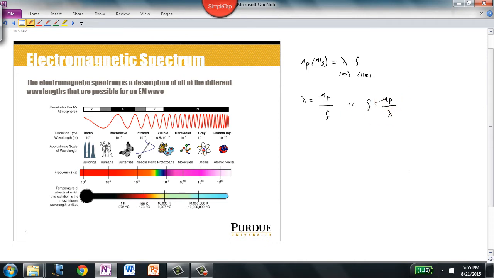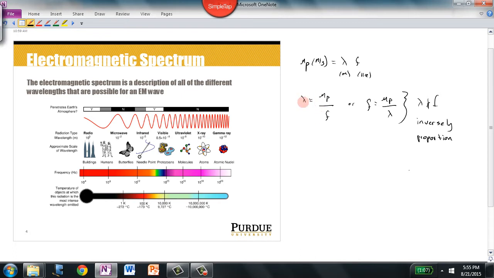And the point that I'm making here is that in both of these equations, something occurs in the denominator of the fraction, and therefore lambda and f are inversely proportional. As one goes up, the other one will decrease, and as one decreases, the other one will go up, is basically what we're saying there.